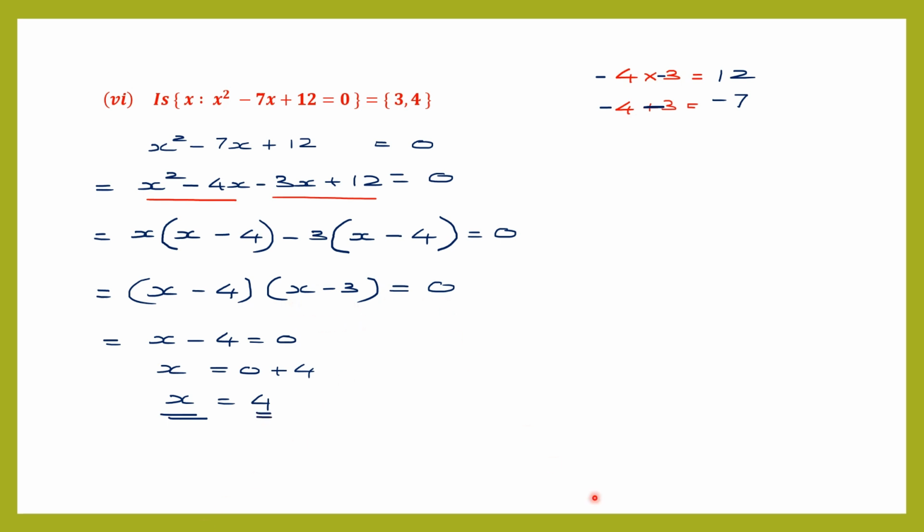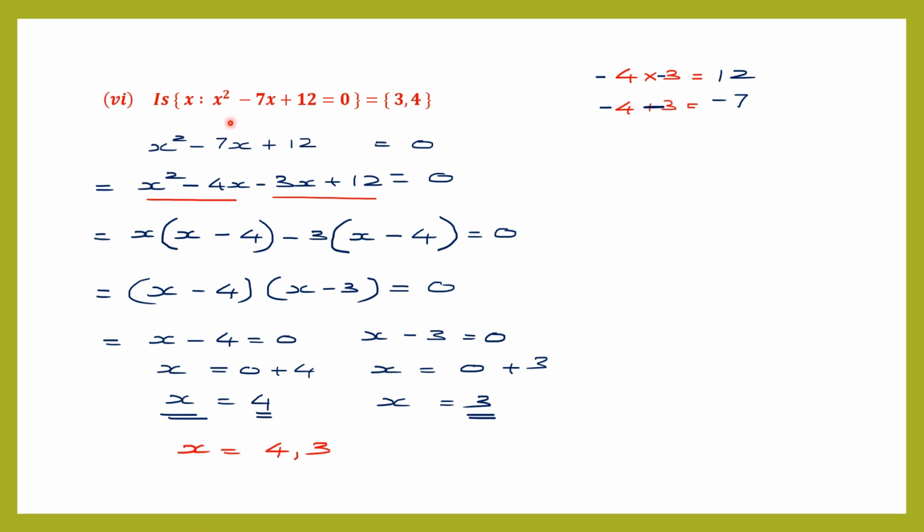Now let's look at the second one. x minus 3 is also equal to 0. So let's write that x minus 3 is equal to 0. So x is equal to 0 plus 3. So x is equal to 3. So we have found x here. So what have we got? We found x to be 4 and we also found x to be 3. So x according to this is 4 and 3.